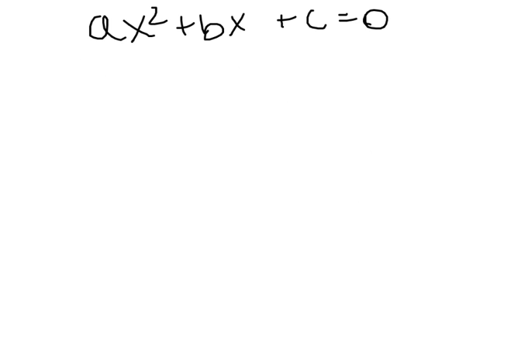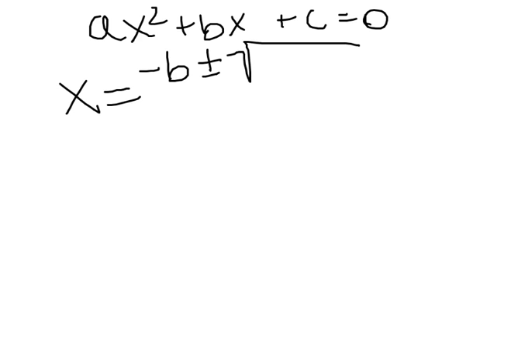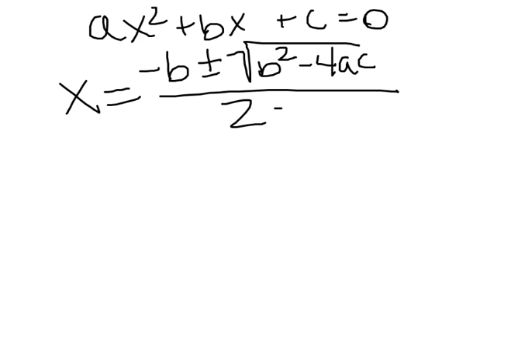The quadratic formula gives us a nice clean way to figure out what x equals. X equals negative b plus or minus square root of b squared minus 4ac all over 2a.